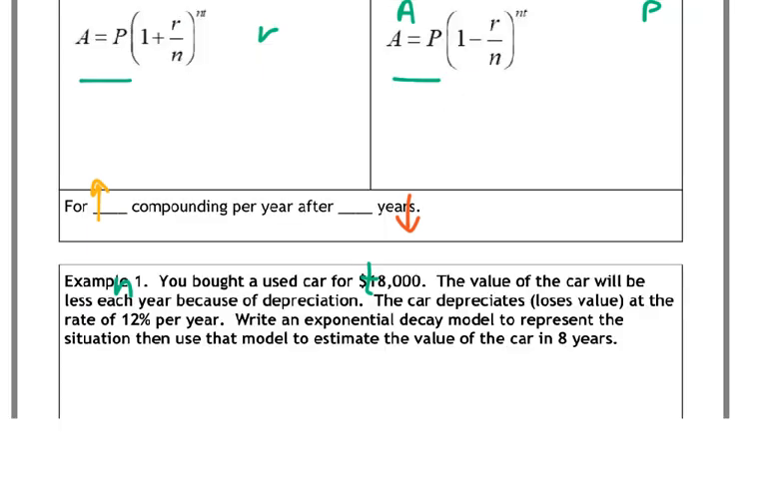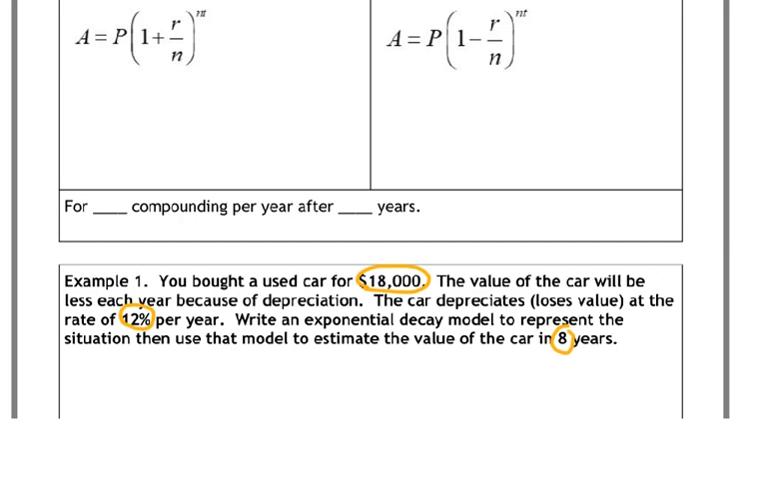Let's take a look at example 1. You bought a car for $18,000, so right now I'm going to use this amount as a principal. The value of the car will be less each year because of depreciation. The car depreciates, or loses value, at the rate of 12% per year. Write an exponential decay model to represent the situation, then use that model to estimate the value of the car in 8 years.